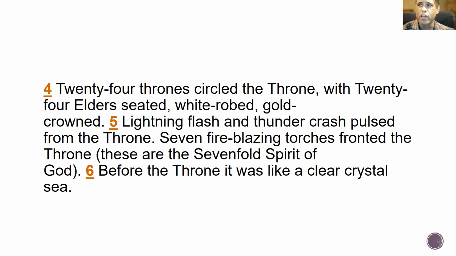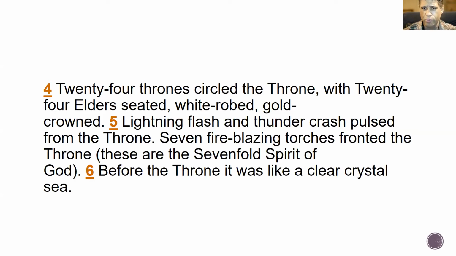Lightning flashed and thunder crashed, pulsed from the throne. 7 fire-blazing torches fronted the throne. These are the 7-fold spirits of God. Before the throne, it was like a clear crystal sea.